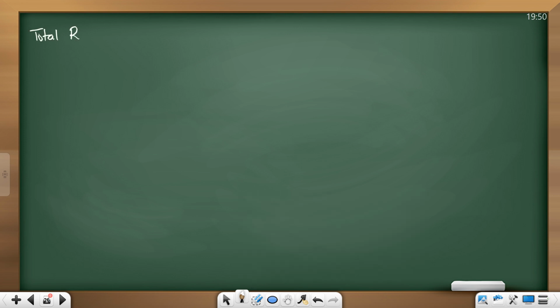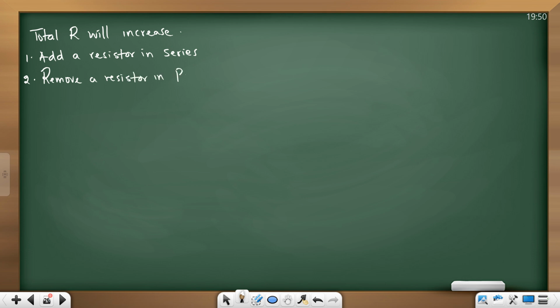Total resistance will increase when? Number 1, when you add a resistor in series. Number 2, remove a resistor in parallel. And number 3, increase the value of a resistor, or increase the resistance.